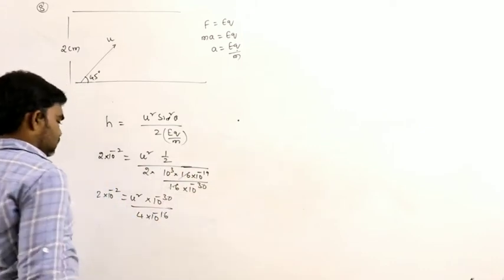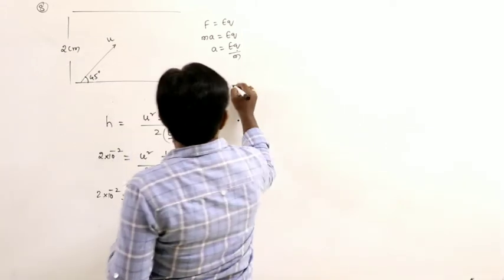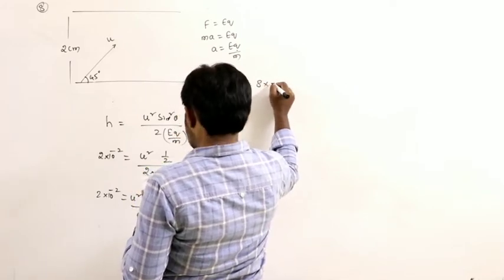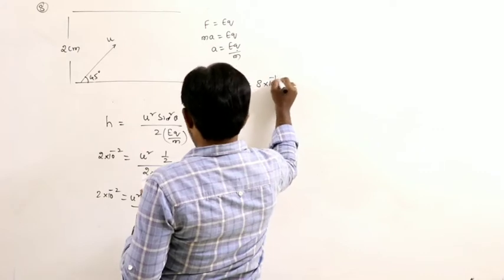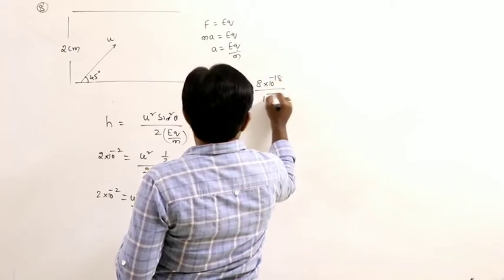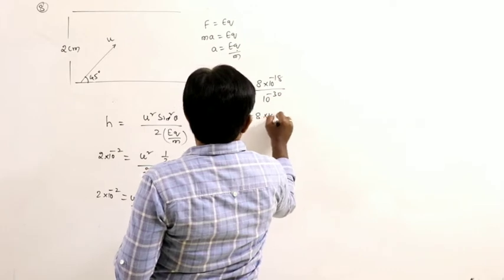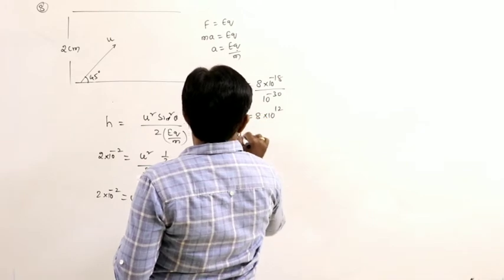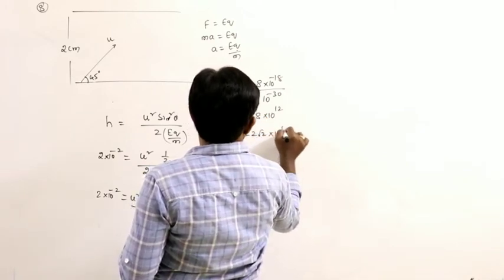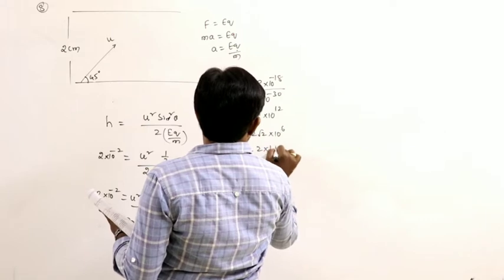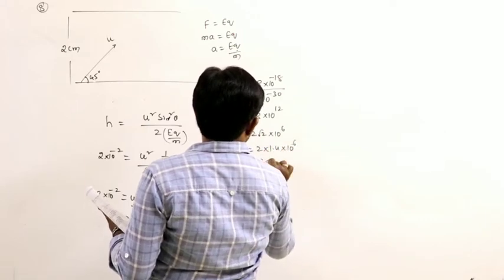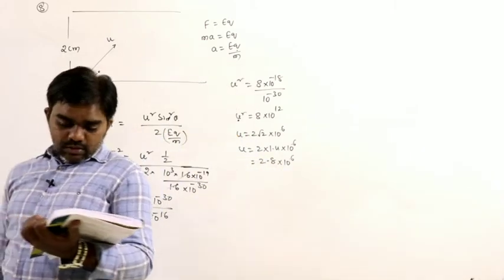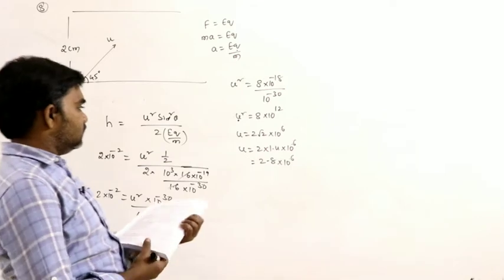16 plus 3, minus 19. So from this, u square is equal to 8 into 10 to the power of minus 18 divided by 10 to the power of minus 30, that is 8 into 10 to the power of 12. U is equal to 2 root 2 into 10 to the power of 6. U is equal to 2 into 1.4 into 10 to the power of 6, 2.8 into 10 to the power of 6 approximately. So that means approximately 3.